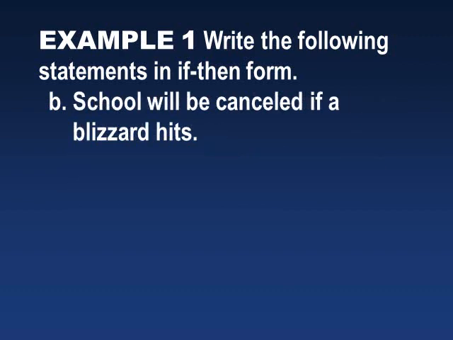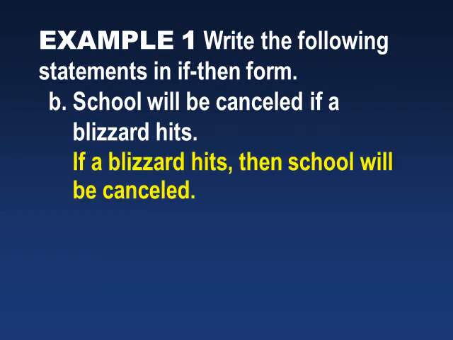See if you can do this one by yourself. Just hit pause and try it. Well, we know this to be true, right? If a blizzard hits, then school will be canceled. But do you see how we had to rearrange the if-then part of B? School will be canceled if. We need the if to be first. So if a blizzard hits. So if P, then Q.